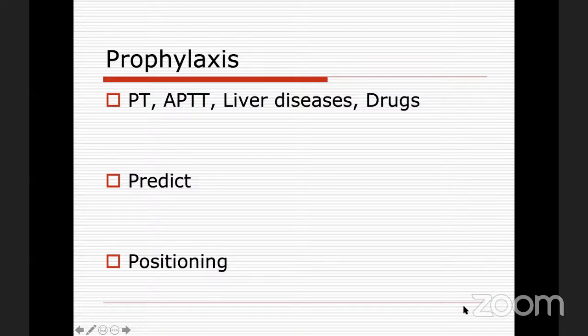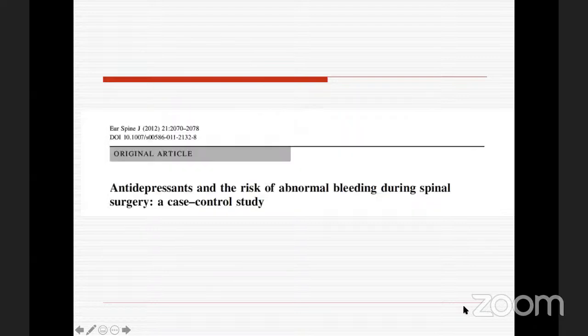One has to predict whether this patient is going to bleed or not. And the positioning of the patient, we all know how important this is when we are doing spine surgery. I'm not going to detail that.